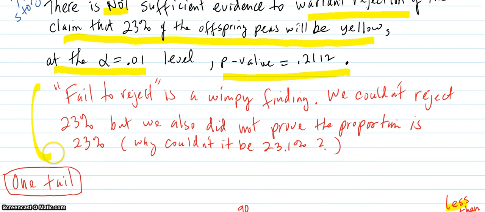So this is just my editorial comment here. Fail to reject is a wimpy finding. We couldn't reject the 23%, but we also did not prove the proportion is 23%. Like it could have been 23.1%.